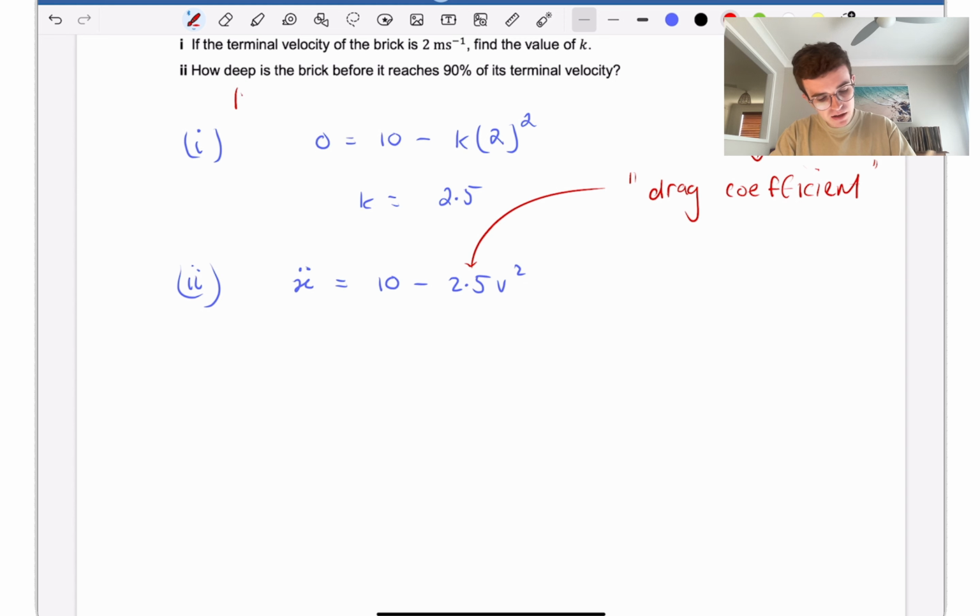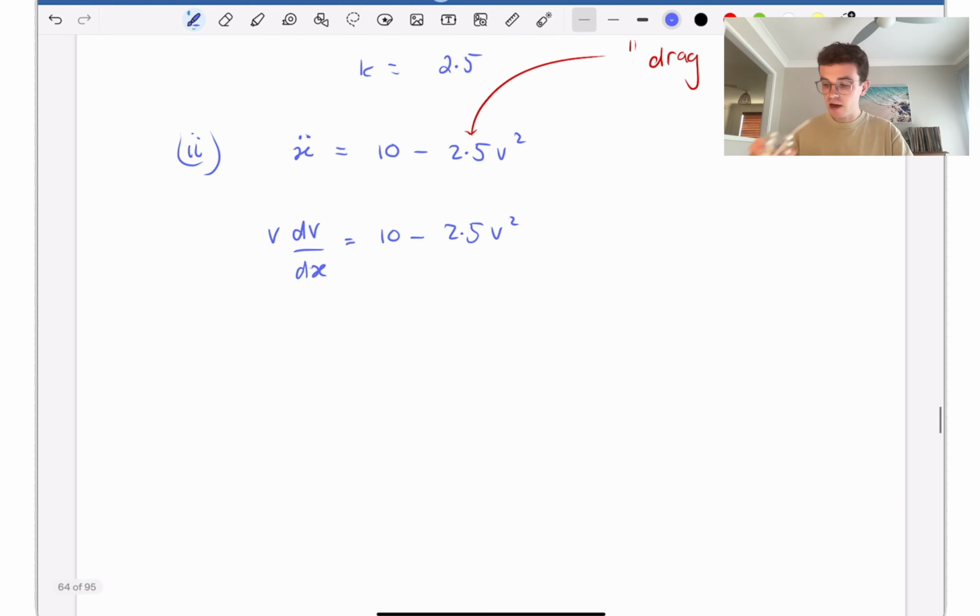So how deep is telling me I want x, I want displacement, and obviously we want to be able to substitute in terminal velocity, or 90% of it, so we want v. So I'm thinking, okay, which equation has v and x? That's v dv/dx, which we haven't used that much, but we're going to use it a lot in vertical resisted motion. v dv/dx is 10 minus 2.5 v squared. We're then going to divide both sides by v. So dv/dx is equal to 10 on v minus 2.5 v.